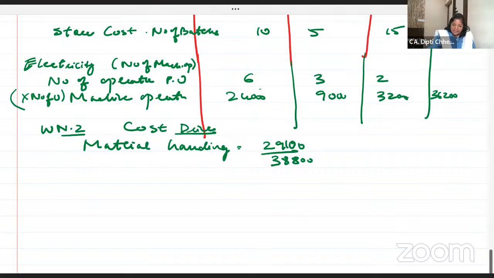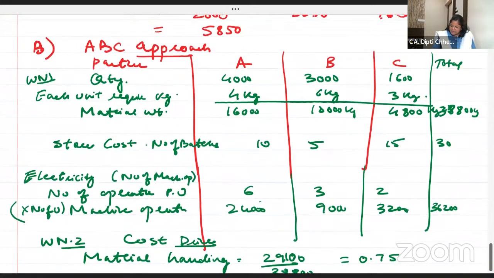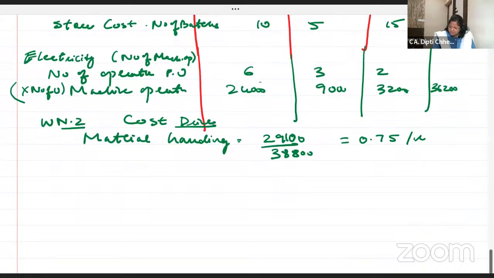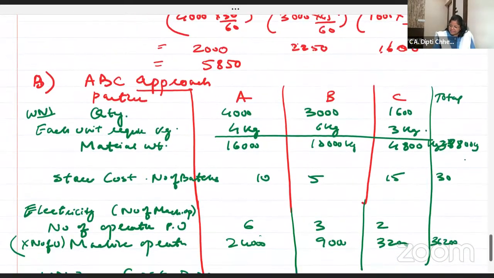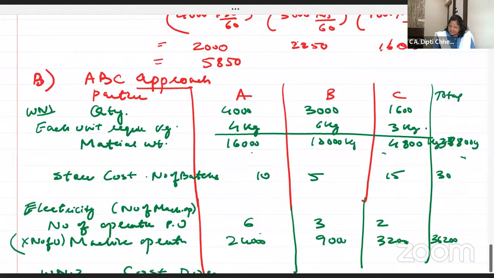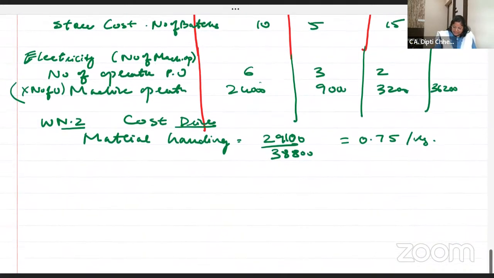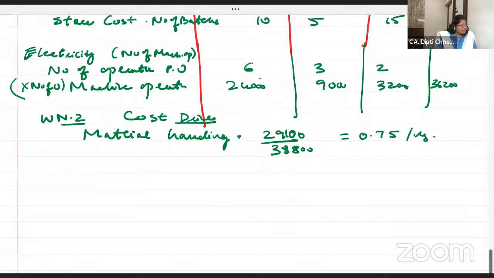29,100. नहीं, ये करना ही पड़ेगा. कैसे skip करोगे? This is your cost driver. 0.75 per kg. Material handling 29,100 in this ratio. And these are the things, but multiply तो divide करके तो रखना पड़ेगा ना ready.